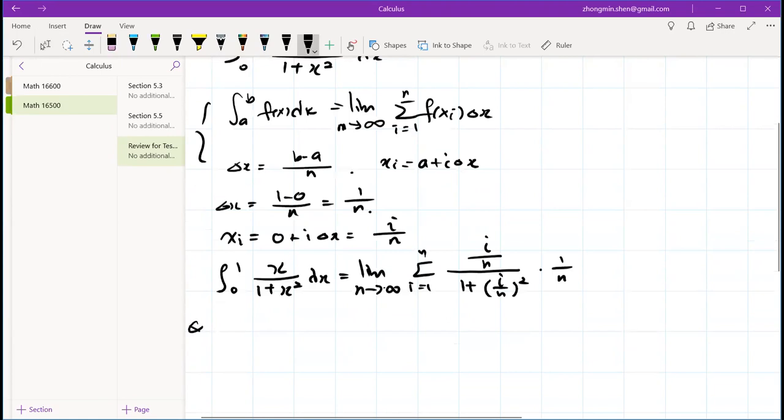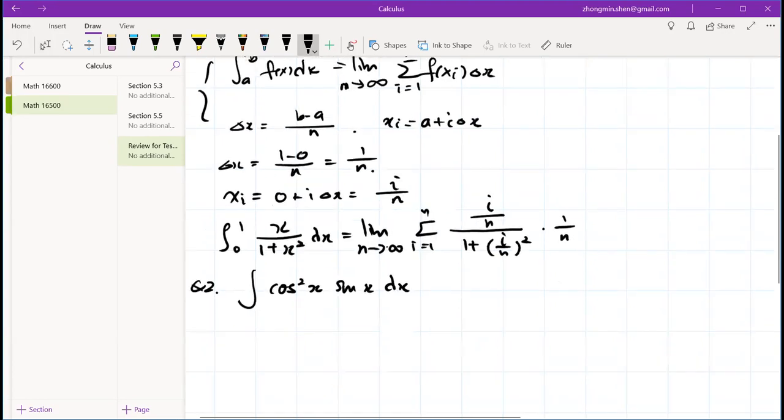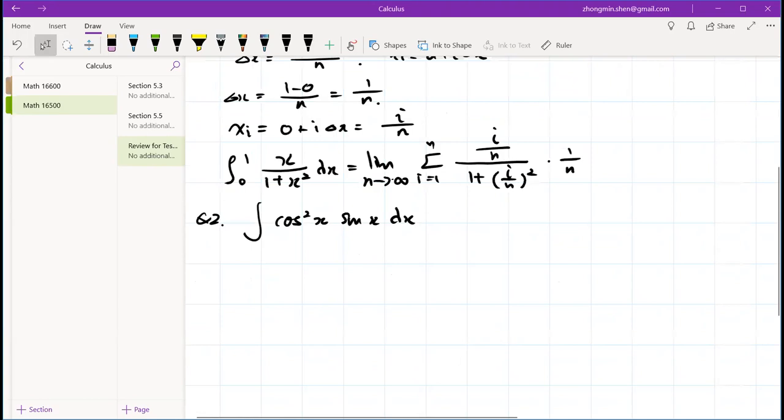So the second question is about integrals. When you see an integral like that, the natural idea is to use substitution. I don't think there is any other method you can use here. The substitution has two choices: let u be cosine x or sine x. I think we should use cosine x. You can try sine x, and if it does not work, then you change it back to cosine x. And du equals negative sine x dx, so sine x dx would be negative du.